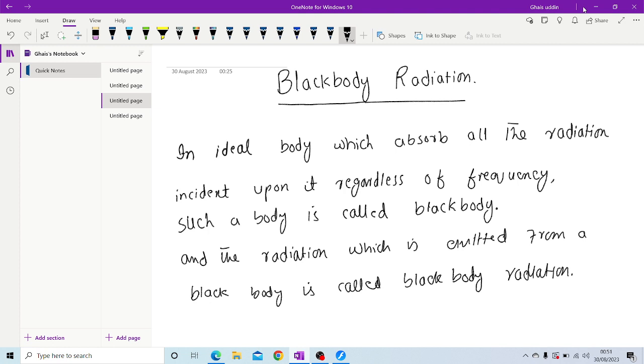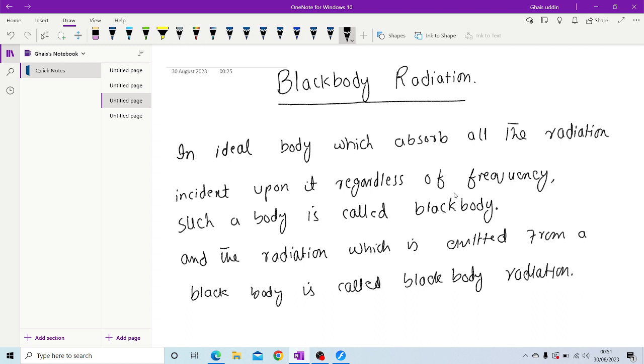Our topic is black-body radiation. We need to understand the basic idea of what black-body radiation is, because this is very important. In our next lectures, we will do step-by-step calculations of the Rayleigh-Jeans law. We will discuss the ultraviolet catastrophe, then Wien's displacement law, and in the last lecture of this black-body radiation series, we will discuss Max Planck's law, how he successfully explained black-body radiation.